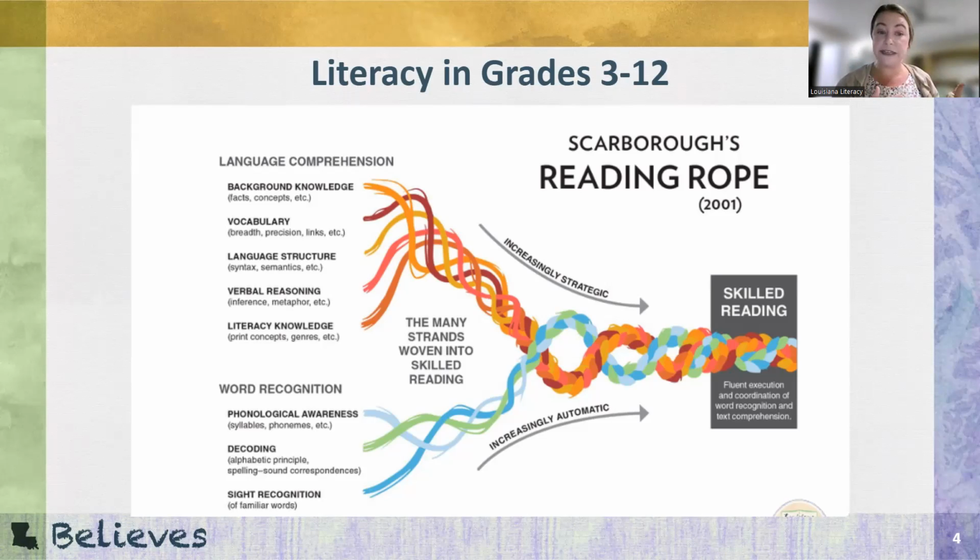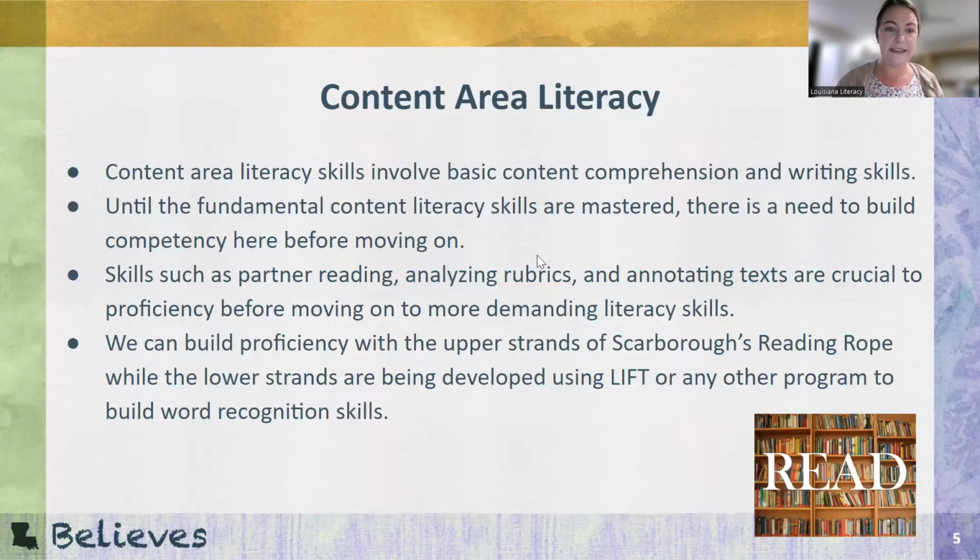And lastly, verbal reasoning: their ability to read and truly understand and interpret the message of what they're reading, not just what's black and white on the page, inferences and metaphors. And then literacy knowledge, print concepts. Do they understand how to read a narrative differently than they understand how to read and extract information from an informational text? As we become more strategic with that upper part of the rope, which is really the focus in upper elementary, middle, and high, this helps us to become more skilled readers. We're going to talk more about that and see what that looks like.